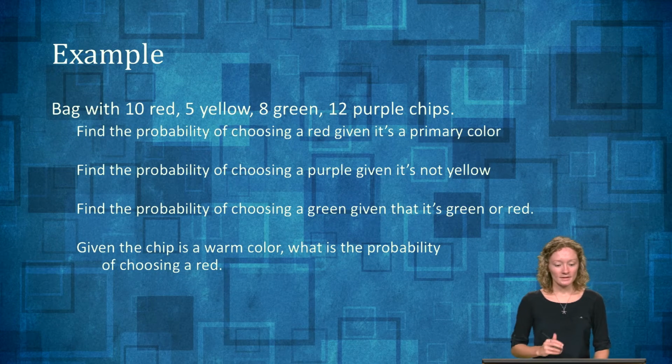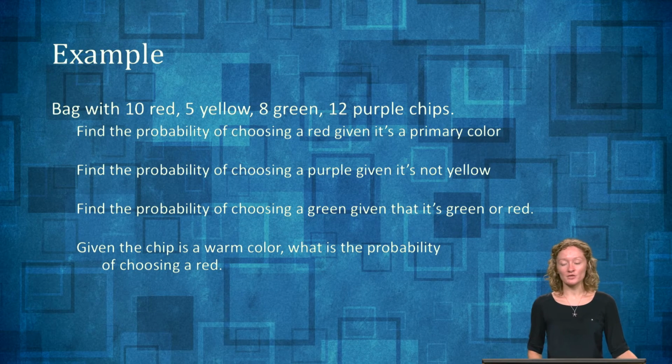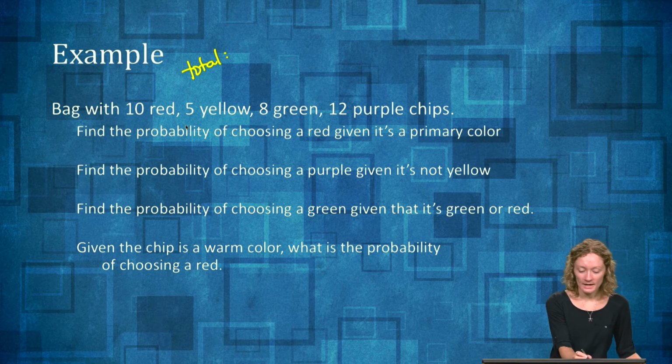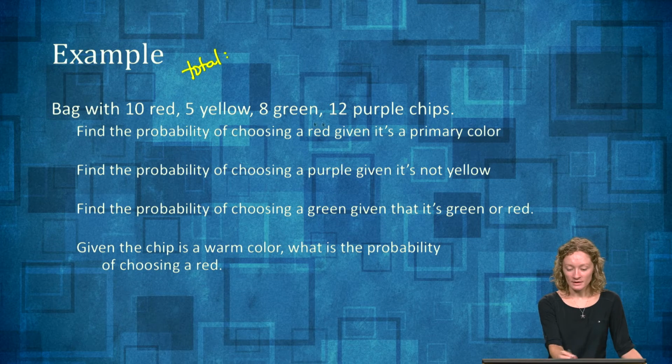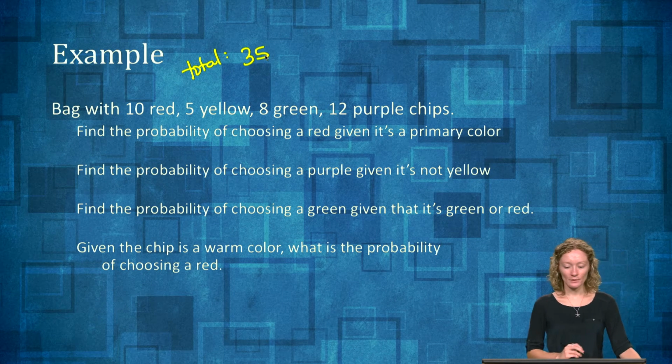All right. Let's say we have a bag with 10 red, 5 yellow, 8 green, and 12 purple chips. So the bag total has 10, 5 is 15, and then the 8 and the 12 is 20, so 35 total. All right, find the probability of choosing a red given it's a primary color.